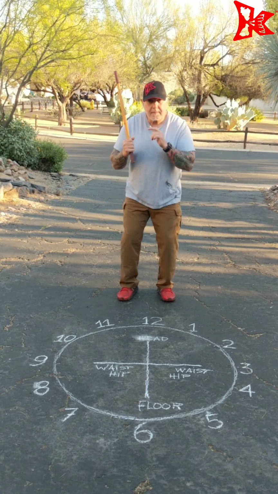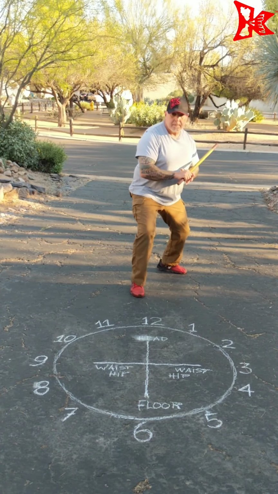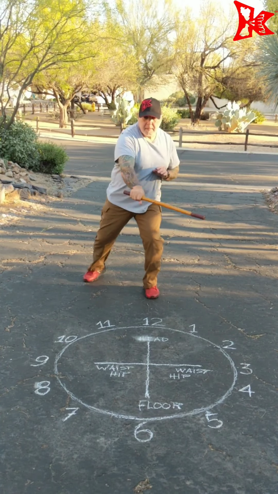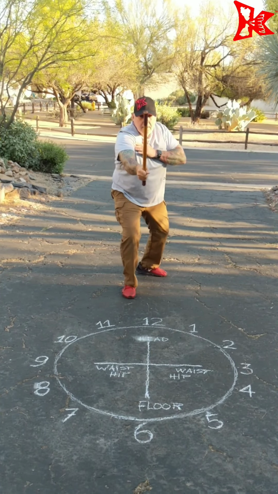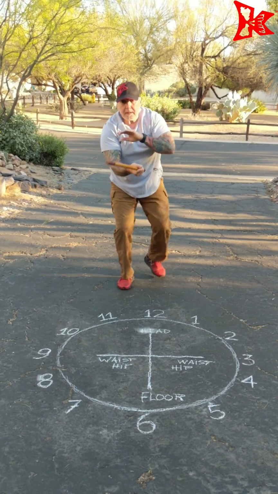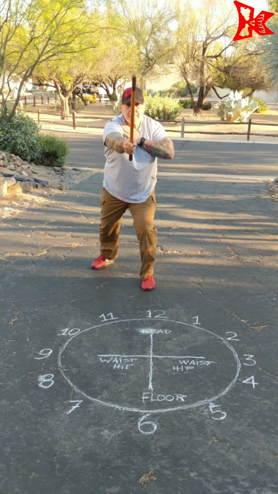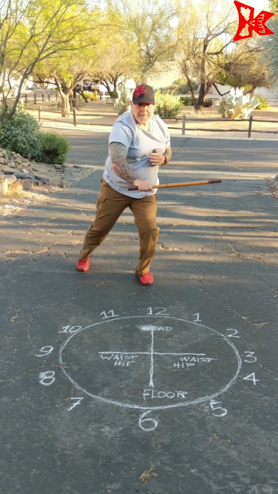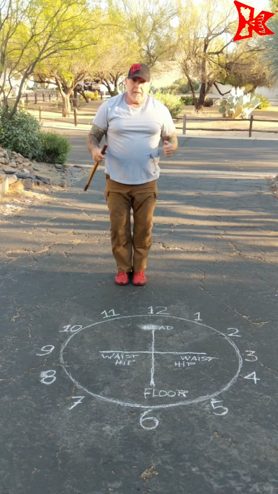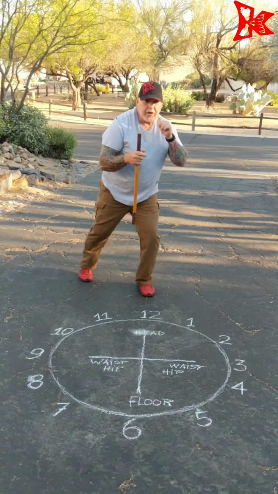Strike, 3, 9, 3, 1, 9, 12, 11, 3, 9, 11, 12, 1, 9, 3. And there you have it, combining random number calling with our inverted step.